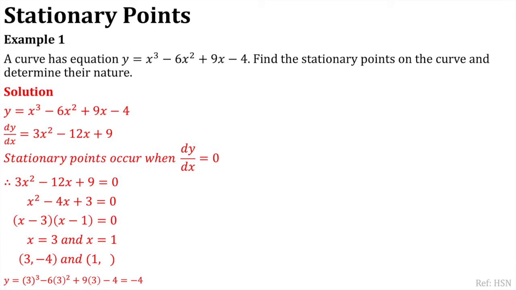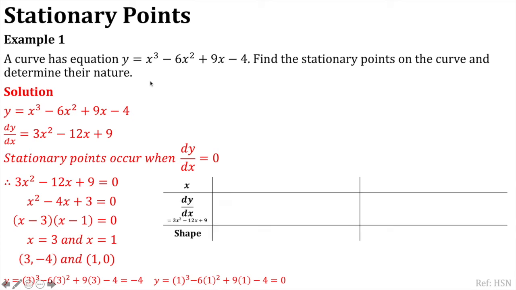And lastly, I've got x equals 1. So y will be equal to 1 cubed minus 6 times 1 squared plus 9 times 1 minus 4. And that gives me 0. So I have the stationary points, (3, -4) and (1, 0). So I have answered one part of the question, find the stationary points on the curve, but I still have to determine their nature. And this is where we use a nature table.